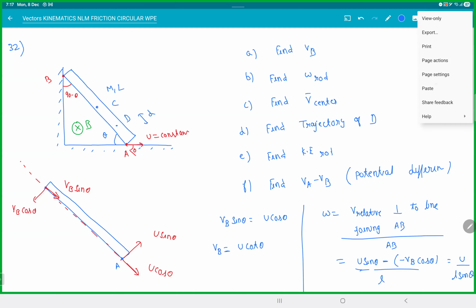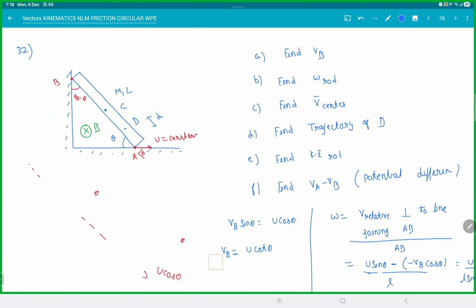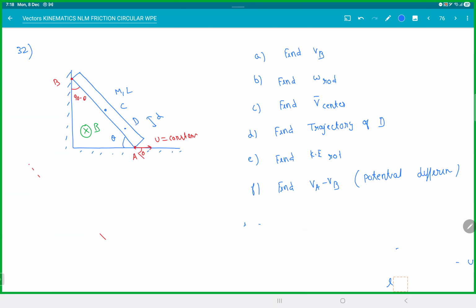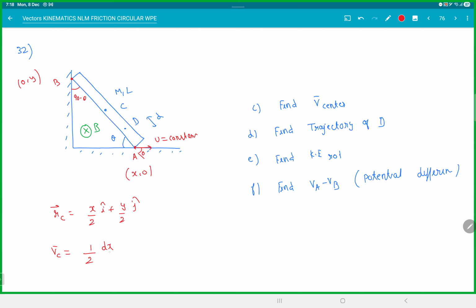What about velocity of the center? That's an interesting one. So velocity of the center, if I take this coordinate as x comma 0 and this coordinate as 0 comma y, then the position vector of C will be x by 2 i cap plus y by 2 j cap. If you want velocity of center, differentiate it. Half dx by dt, half dy by dt.